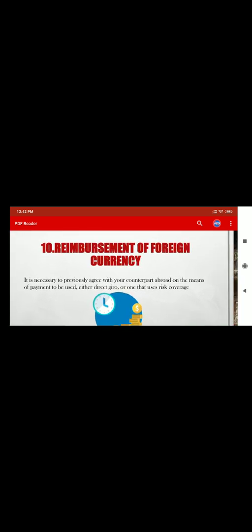And finally, the final step you have to keep in mind when you want to export is the reimbursement of foreign currency. It's necessary to previously agree with your counterpart abroad on the means of payment to be used, either direct payment or one that uses risk coverage, such as letters of credit or standby guarantees. Now, channel payments through authorized financial intermediaries.